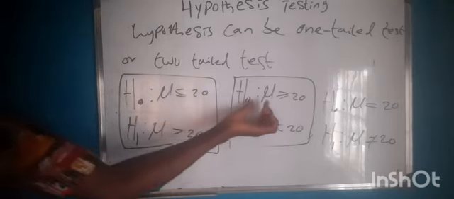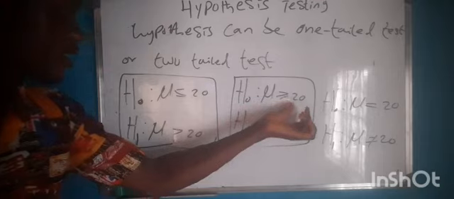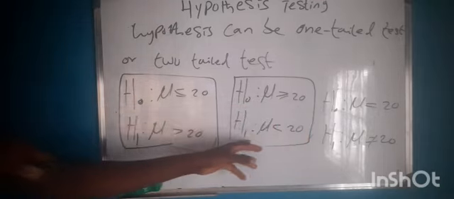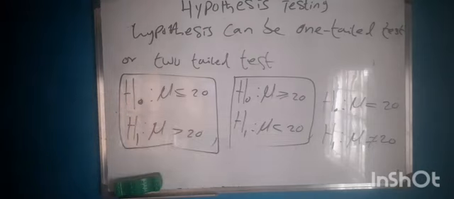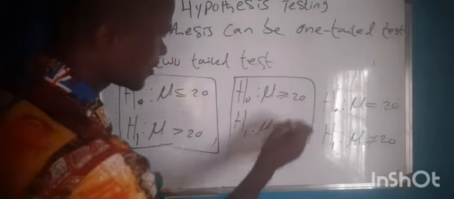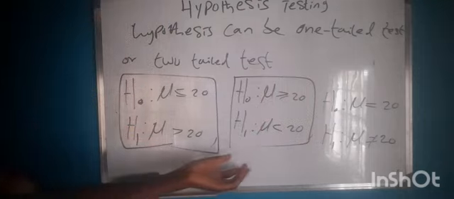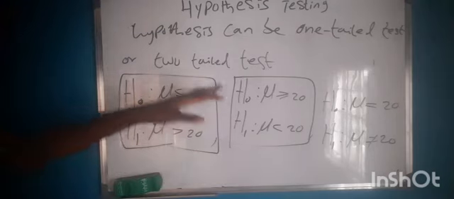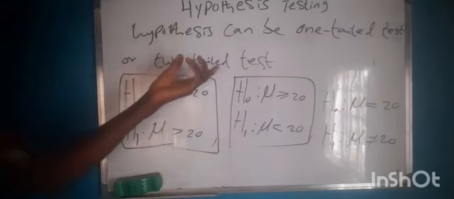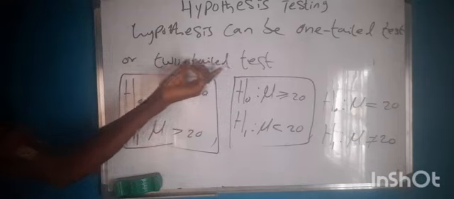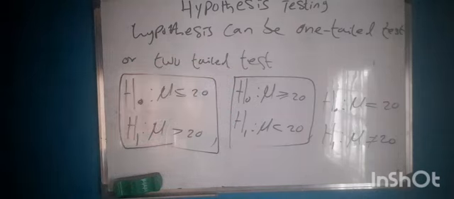Now, when we have something like this too, this is also directional. This suggests that our H naught is mu greater than or equal to 20, and our H1 is mu less than 20. It is still one-sided, which means that it is a one-tailed test because it is directional. But when we come to the two-tailed test, the hypothesis there is non-directional.